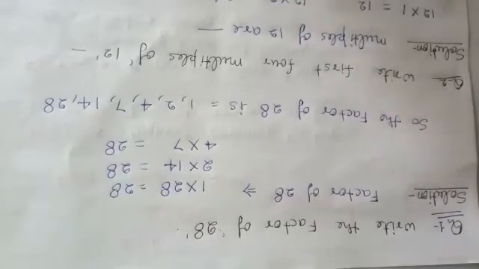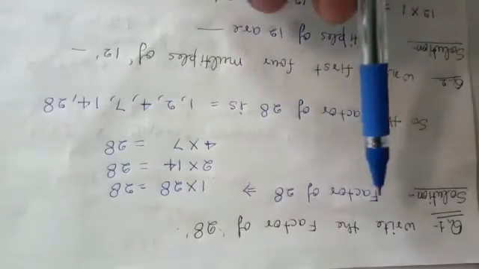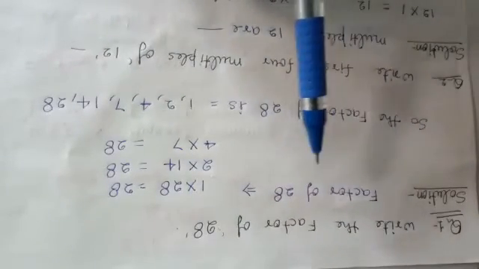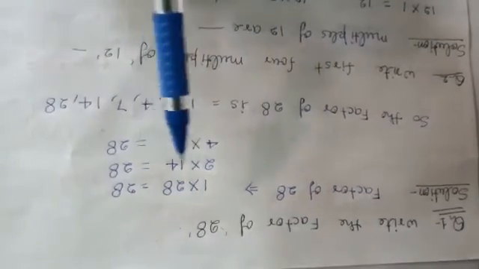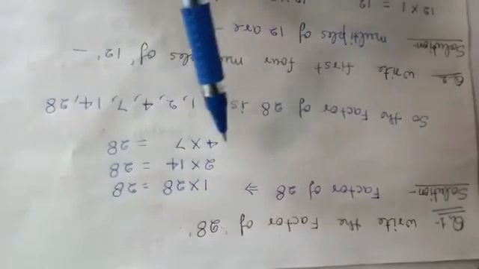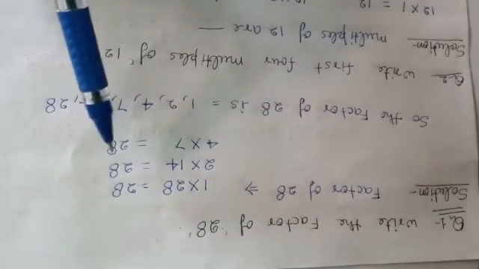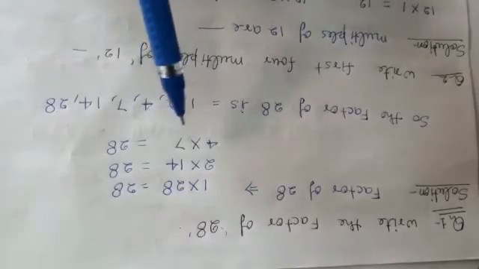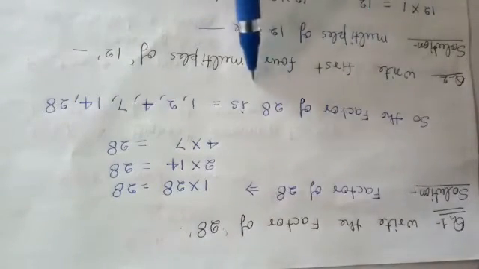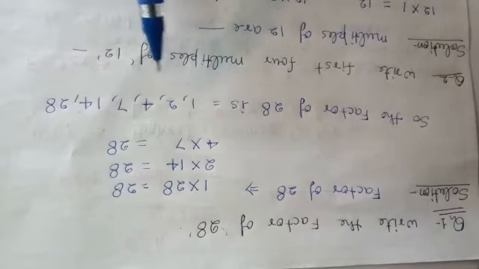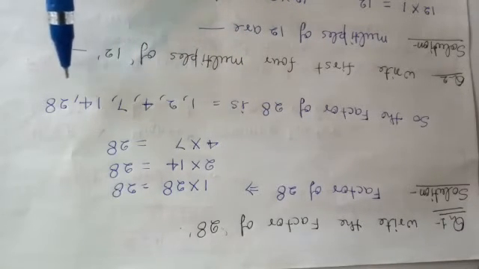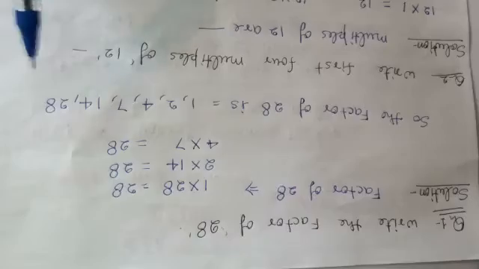Let's understand with a few examples. Write the factors of 28. The solution: 1 multiplied by 28, we get 28. 2 multiplied by 14, we get 28. 4 multiplied by 7, we get 28. So the factors of 28 are 1, 2, 4, 7, 14 and also 28.